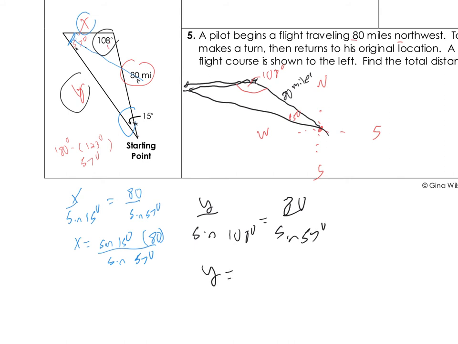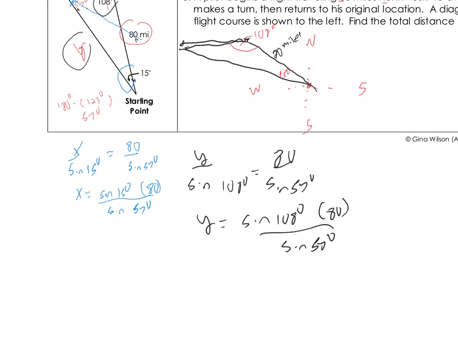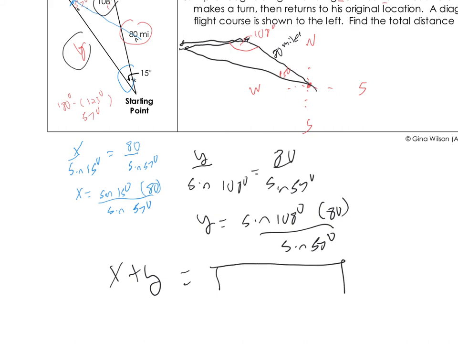Y will be equal to, multiply both sides by sine of 108. Sine of 108 degrees times the 80 divided by the sine of 57 degrees. Don't get excited, you're not done. X plus Y will equal something. Okay, there's your first page of notes.